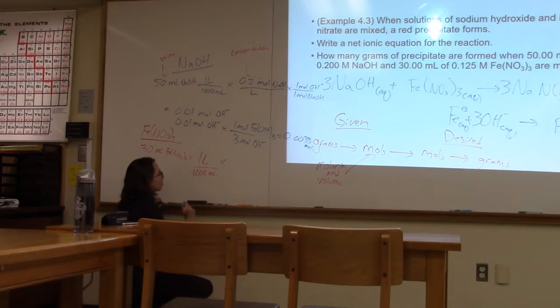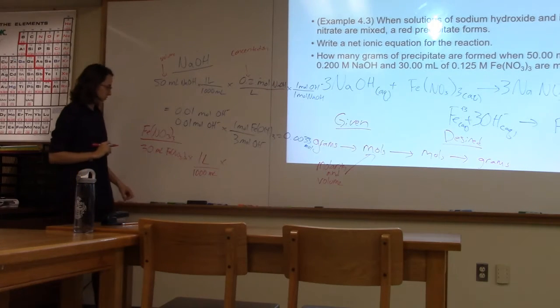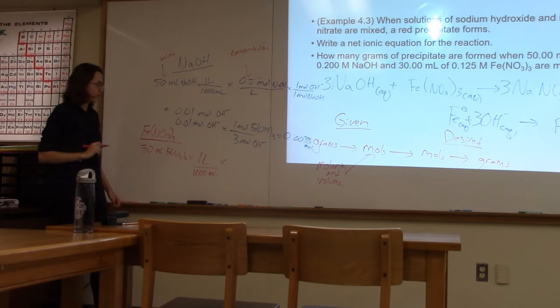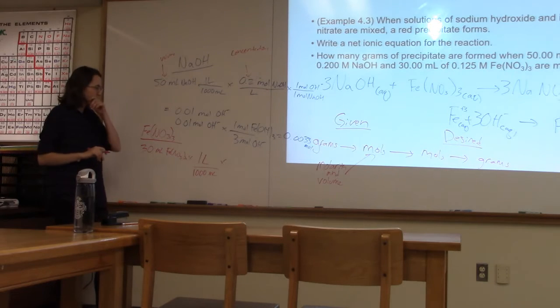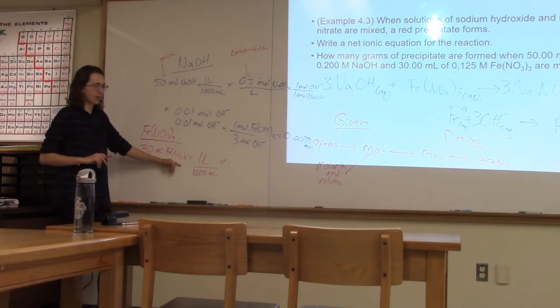Wait, you can do that? You can just multiply the denominator by. Well, you're just converting milliliters. Just converting it. Oh. Alright, now I've got liters of my reactant.